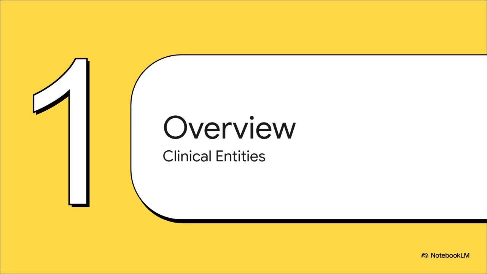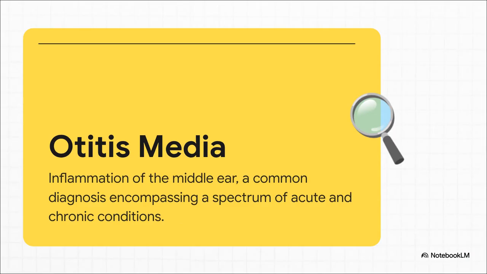What exactly is otitis media, and what are the key distinctions we have to make right from the start? Because not all ear infections are created equal. On the surface, the definition is simple, right? Otitis media is just inflammation of the middle ear. But that simple term hides this whole spectrum of conditions, from acute to chronic. And understanding the difference between them is absolutely fundamental.